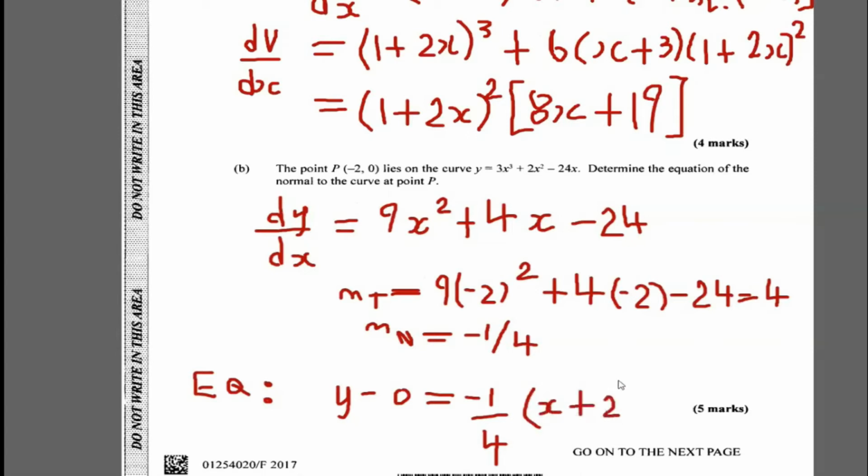You can simplify it if you want. They didn't say to put it in standard form. They just said find the equation of the normal. This is it. I don't need to put it in standard form. They really didn't ask me to do that. So I'll stop right there.